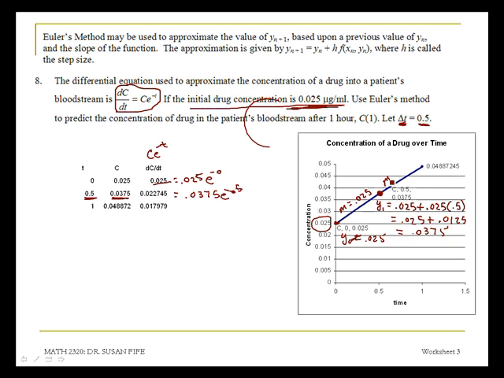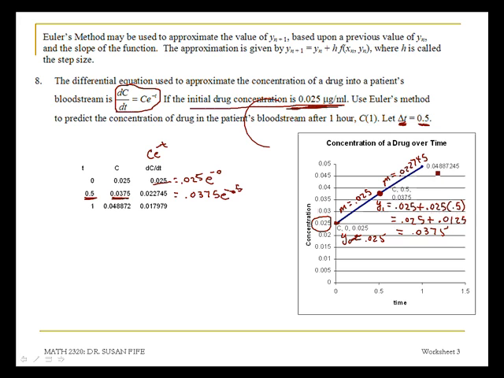On this second line segment, our slope is 0.022745. When you're using Euler's method, you want to try and keep all the digits, as many digits as possible, in your calculator or whatever program you're using, in order to keep your answer as accurate as possible.